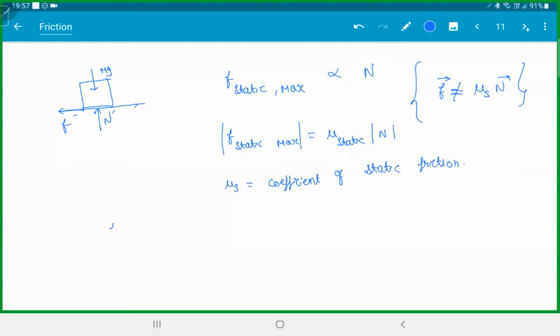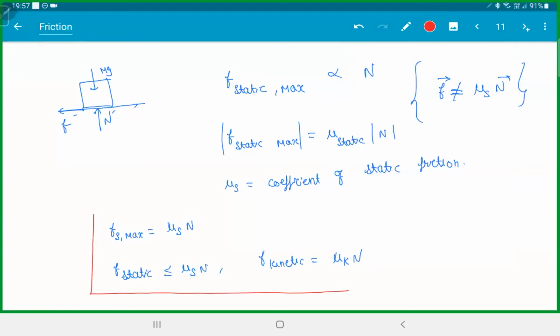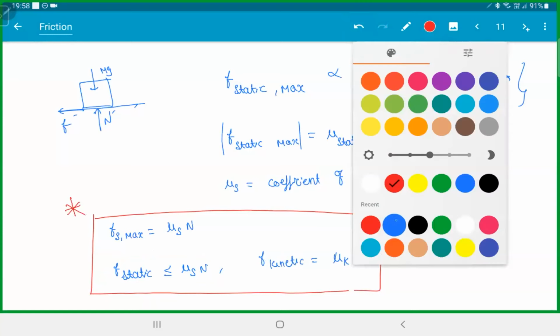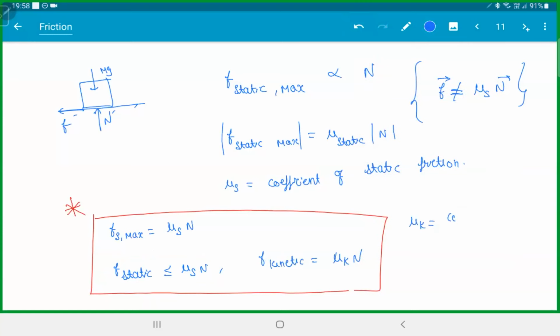So just to put down the formulas. F static maximum value is mu S N. If this is the maximum value, it means the static friction is always less than or equal to mu S N. And kinetic friction is equal to mu K into N. If someone asks you the value of friction, always say Fs is less than or equal to mu S N. Never say equal to mu N. Mu K is the coefficient of kinetic friction. Mu K and mu S will depend on the material.